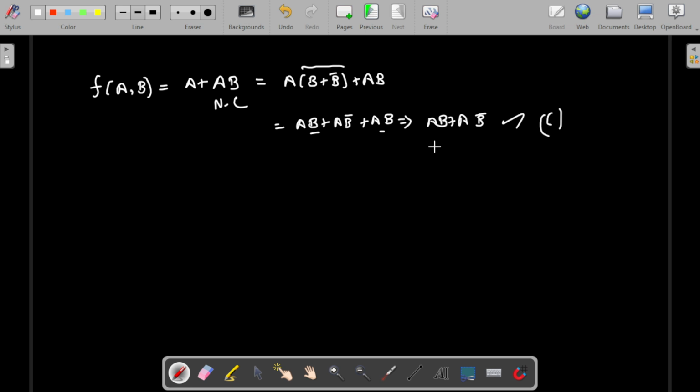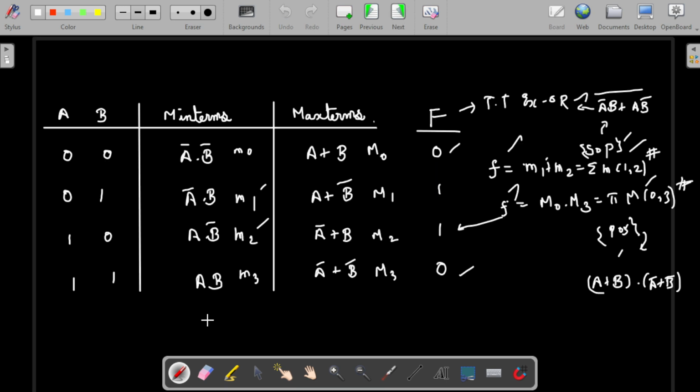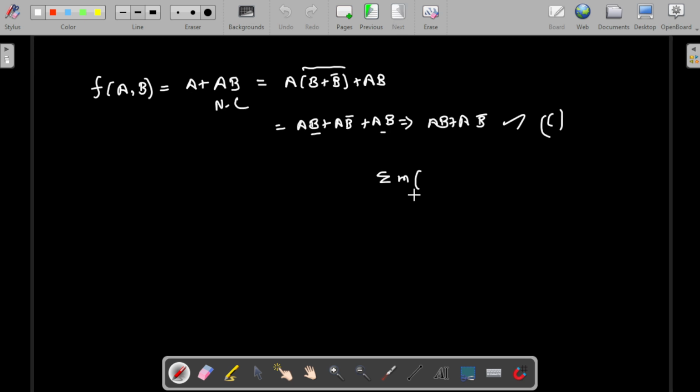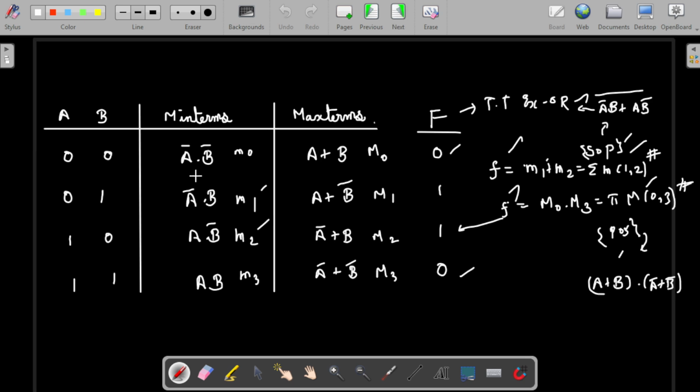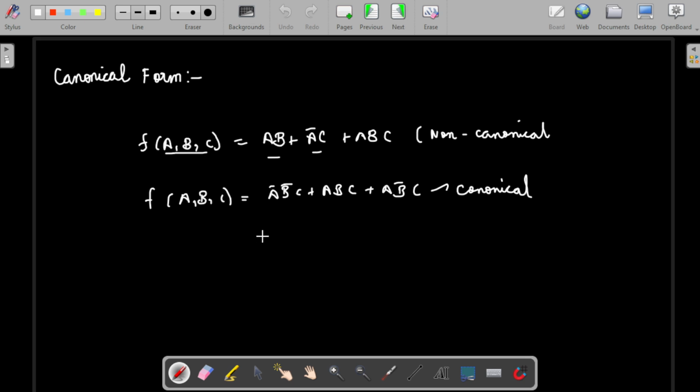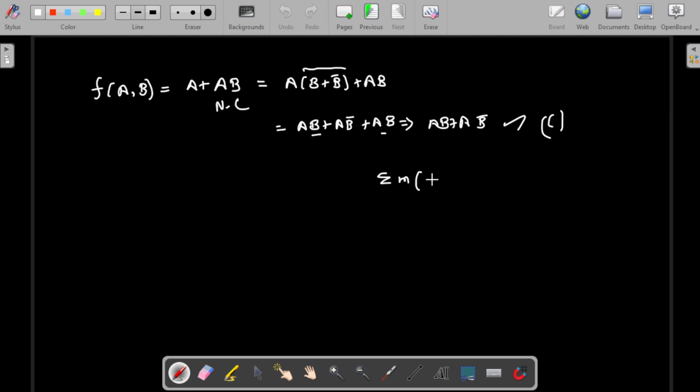Now we can even write this in min terms. This is equal to ab, which is termed m3, and another one, a b bar, which is m2. So if we need to write this, we can write it as sigma m(2, 3). These are some kinds of representation that we can follow. Even a complex logic function can be written like this. That is what we are trying to state here.